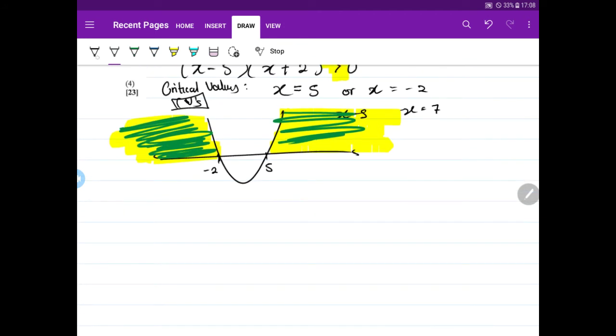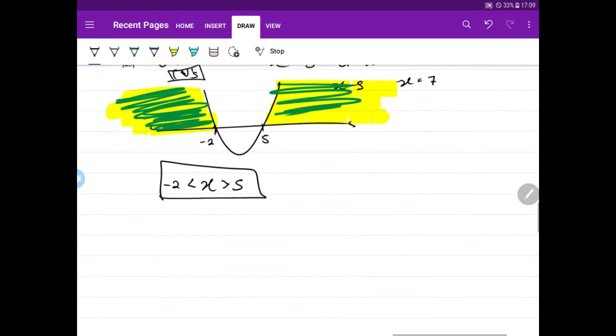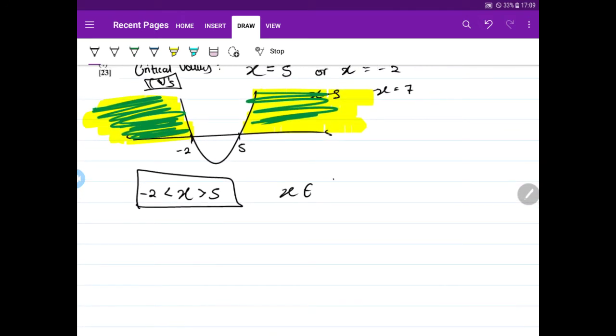And now we just need to state that. So we put our x down in the middle, and x has to be less than -2 or greater than 5, and that's your answer. You can also say this: x has to be an element of, but we're not including it, so you have round brackets, -2 and 5.